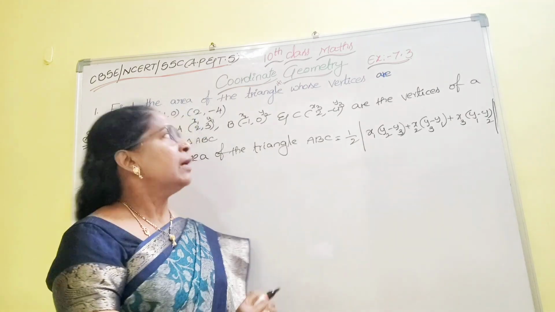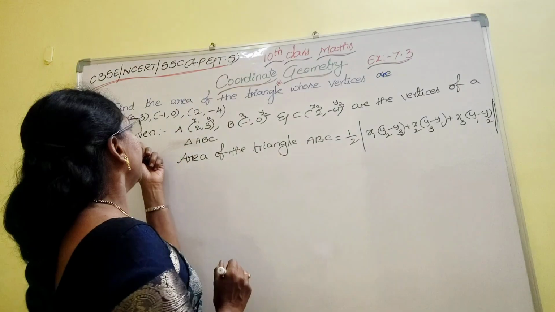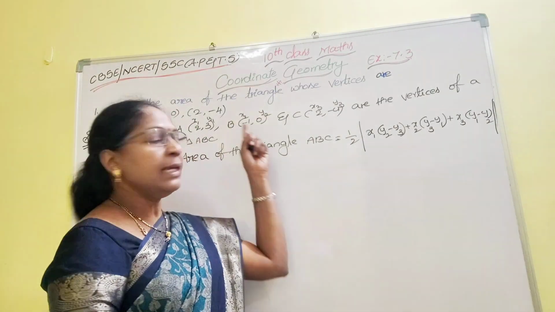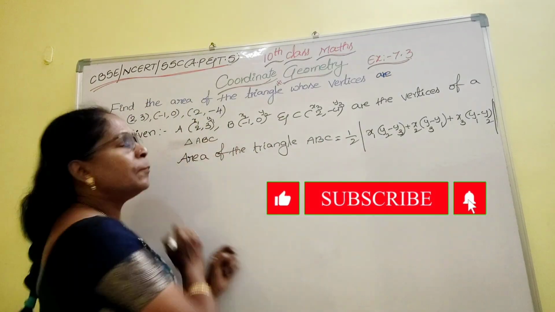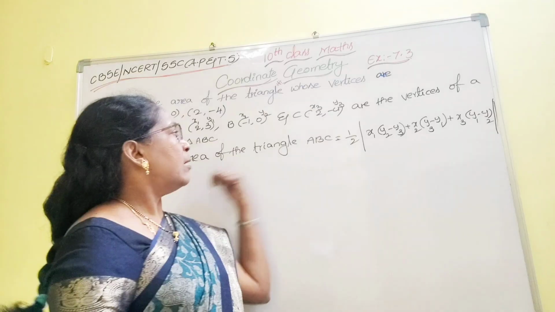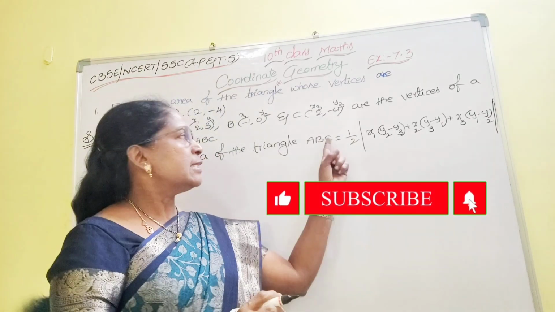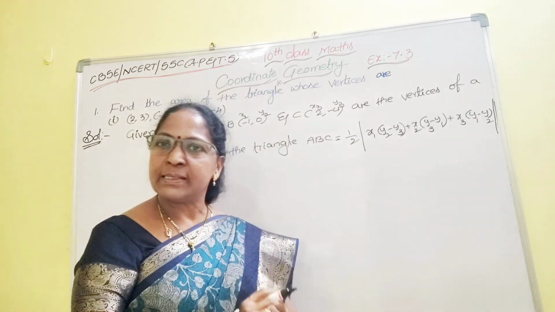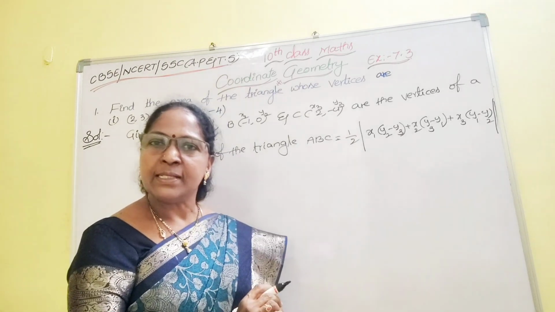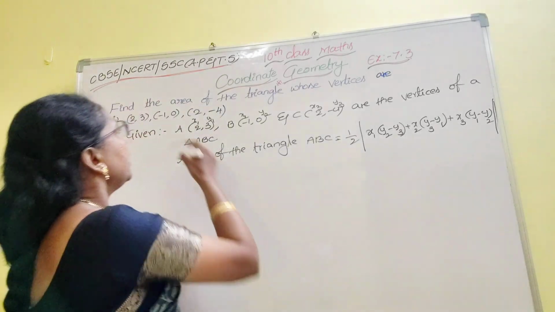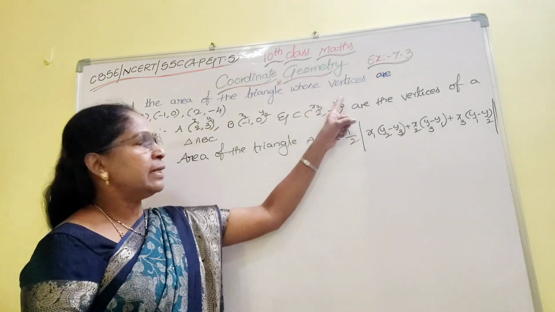That is the question. Whenever word problems are given, we always have to write down the given data. Here, what is given? A, B and C are the vertices of a triangle. That only is given. First you have to write down. Next, what you have to find out? Area of the triangle. Area of the triangle ABC equals half modulus of x1 into (y2 minus y3) plus x2 into (y3 minus y1) plus x3 into (y1 minus y2). That is the formula. Now here represent x1 y1, x2 y2, x3 y3.